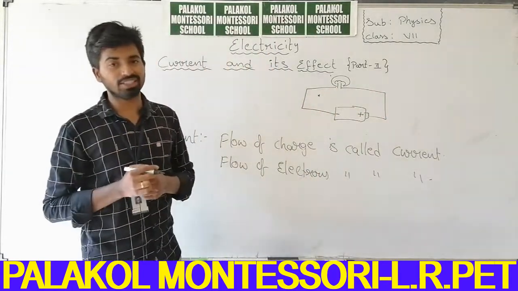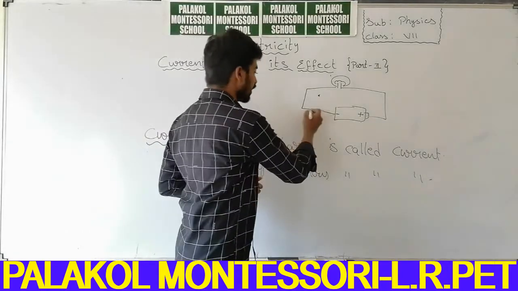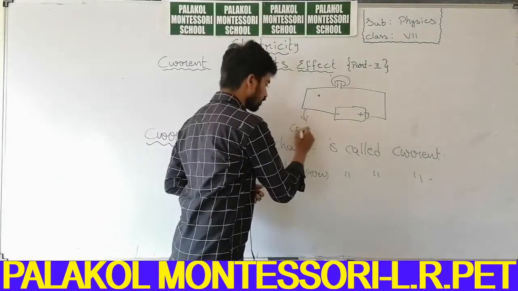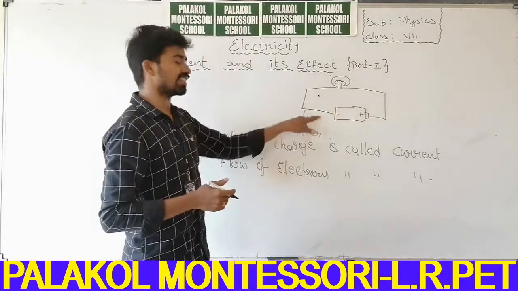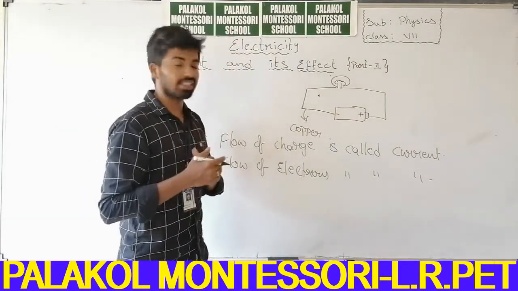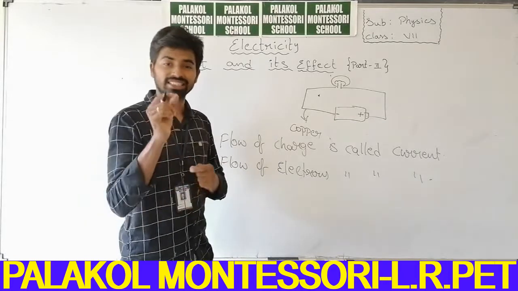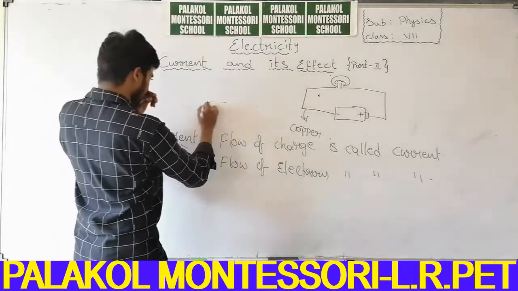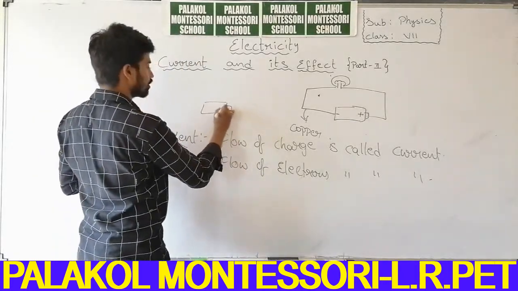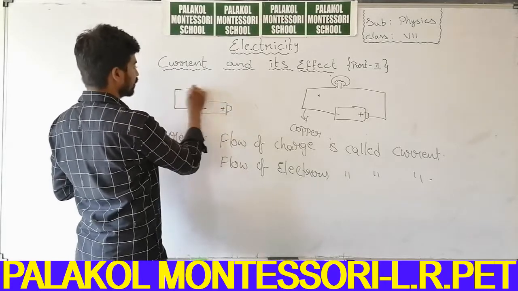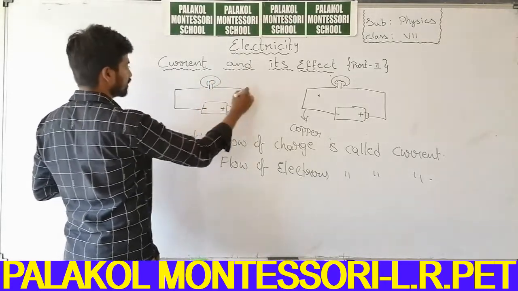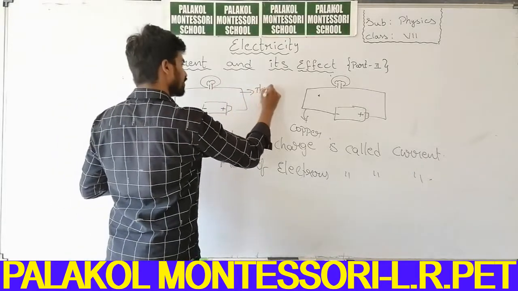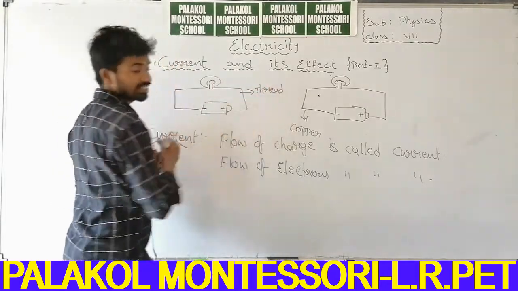Every substance consists of electrons, but you use only copper wire. Why can't you use a thread here? Every substance consists of electrons, sir, so thread also has some electrons. Then why can't we use thread in the place of the copper wire? Why can't we use the thread as a wire?